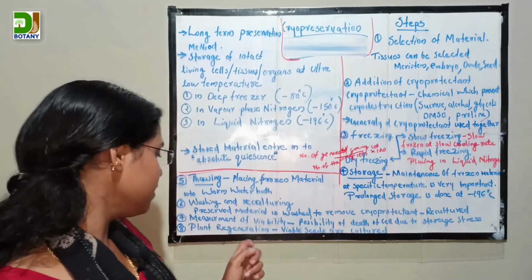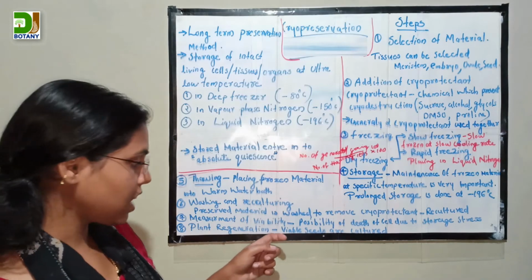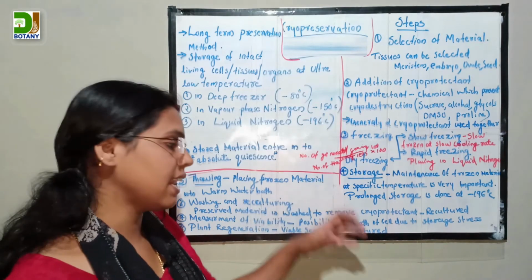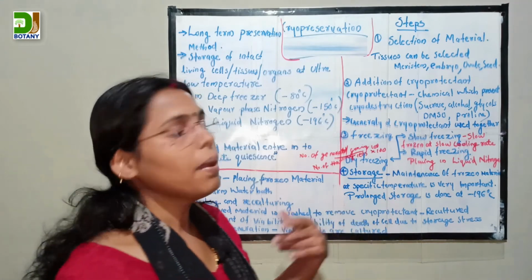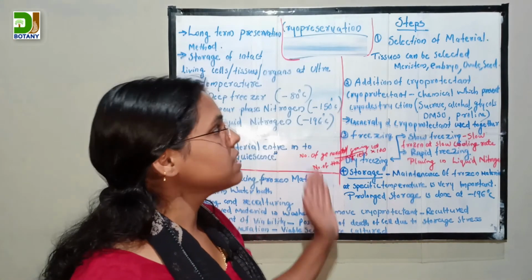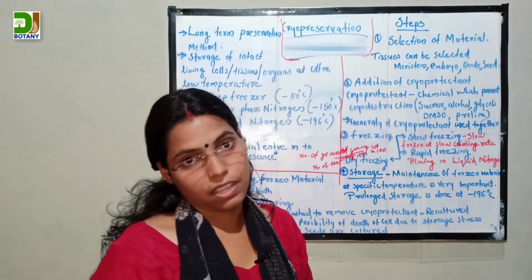So based on that, the last step is plant regeneration. The viable seeds are selected and these seeds are cultured to regenerate the organisms. So that's about cryopreservation.